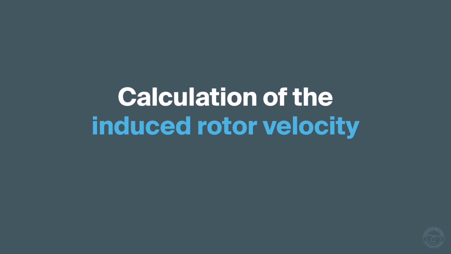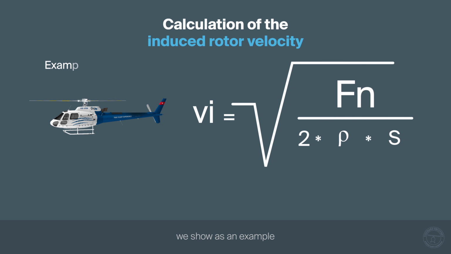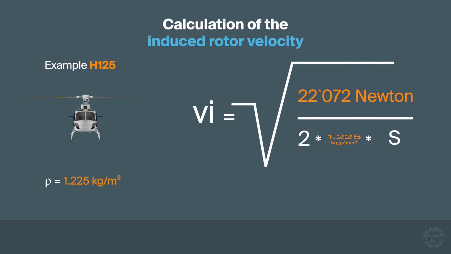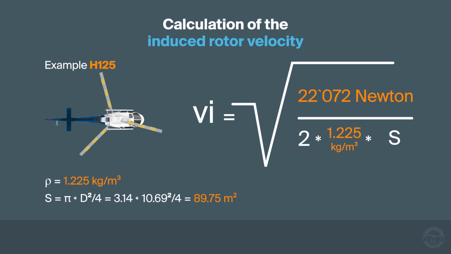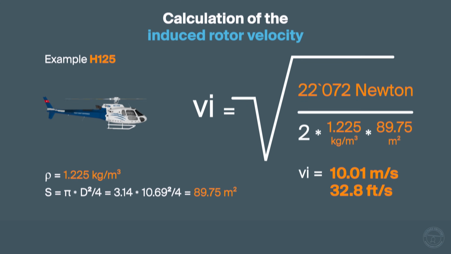Calculation of the induced rotor velocity. We show as an example the H125. This results in an average induced velocity of 10 meters per second, or 32.8 feet per second.